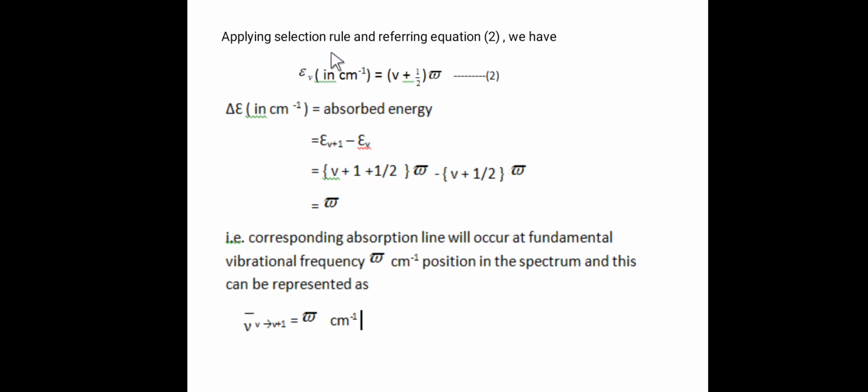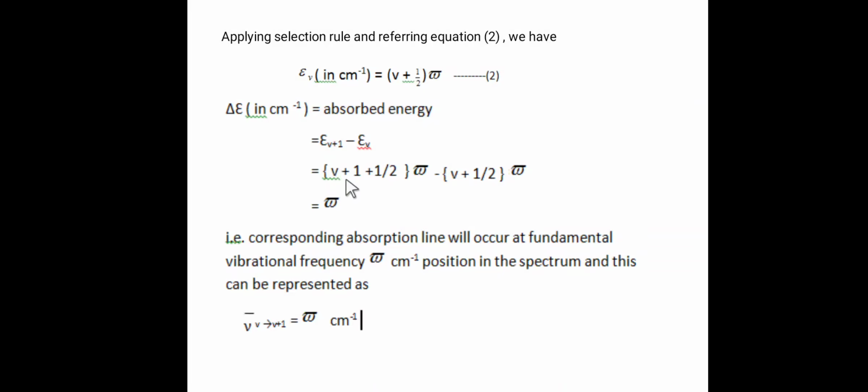So, applying the selection rule and referring to equation number 2, we have epsilon V in centimeter inverse equal to V plus 1/2 omega bar, this is equation number 2. So, delta epsilon in centimeter inverse is the absorbed energy. Let us consider the general transition, that is V to V plus 1. The absorbed energy is epsilon V plus 1 minus epsilon V. So, here V plus 1 plus 1/2.